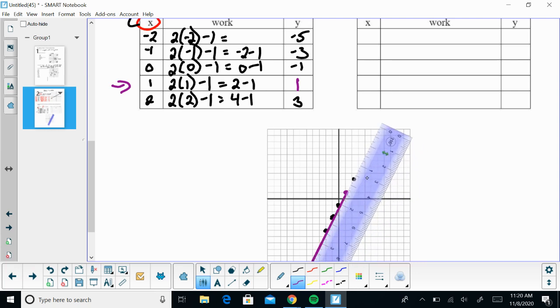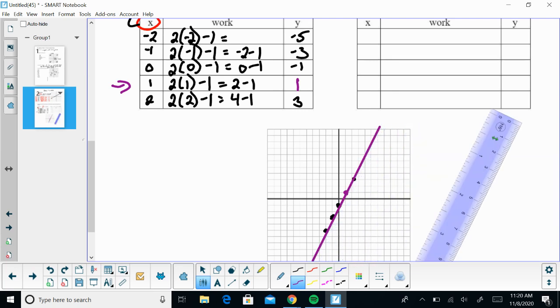So that's a way that you can self-check yourself, is to ask yourself, are all these points that I'm graphing going to make a straight line? And if they don't, then I need to go back and double check my work because I've probably made a mistake somewhere.